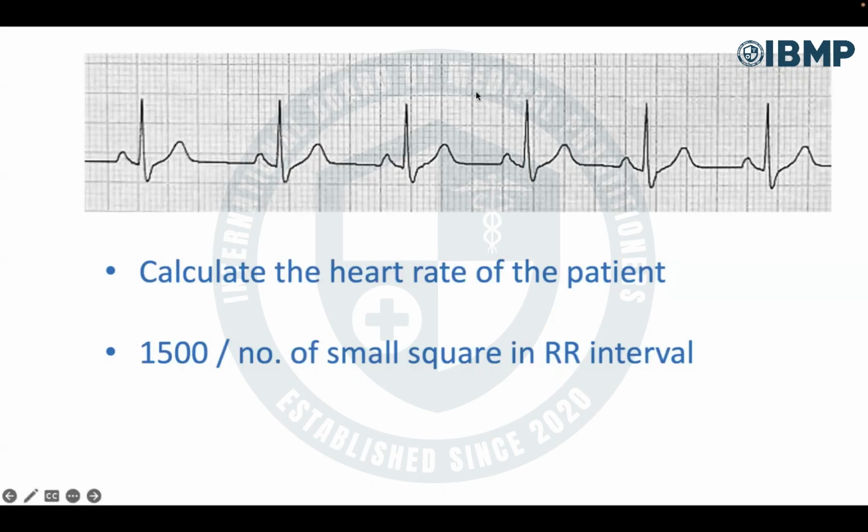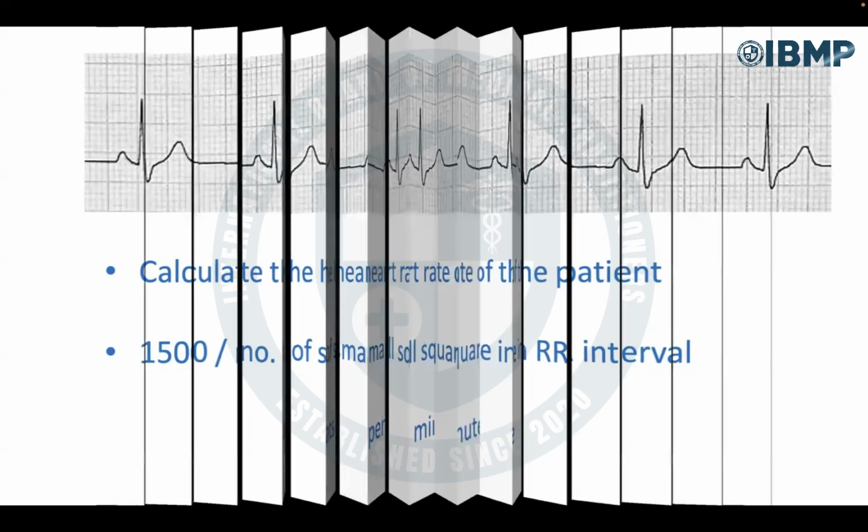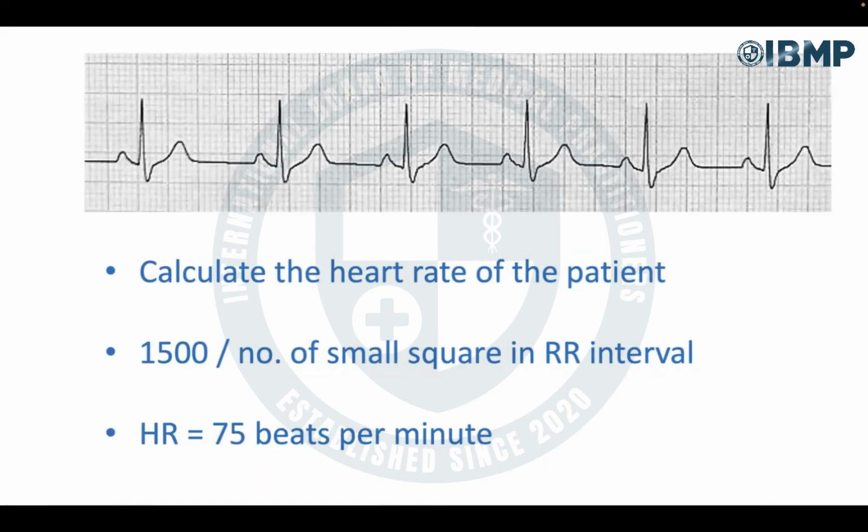So if you calculate this, one large square consists of 5 small squares. This large square also consists of 5 small squares. So one large square will have 5 small squares. And to calculate the heart rate, it is 1500 upon the number of small squares between the RR interval. And for that, the answer comes around 75 beats per minute.